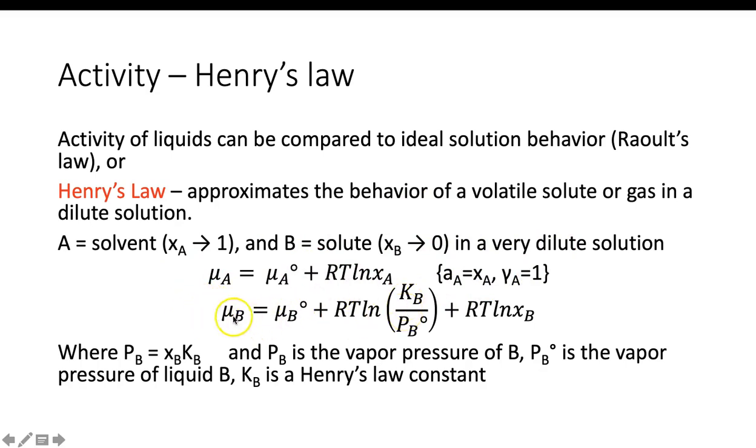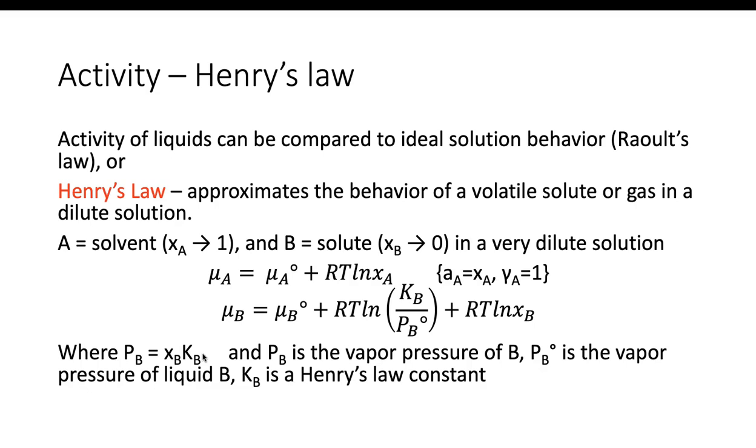So our chemical potential of our solute B has its reference state. Now we have this RT natural log. Once again we have our mole fraction, but now we compare a Henry's law constant to the vapor pressure of B if the liquid were all B. That's our chemical potential, and Henry's law itself says the vapor pressure of B is just the mole fraction times this Henry's law constant.